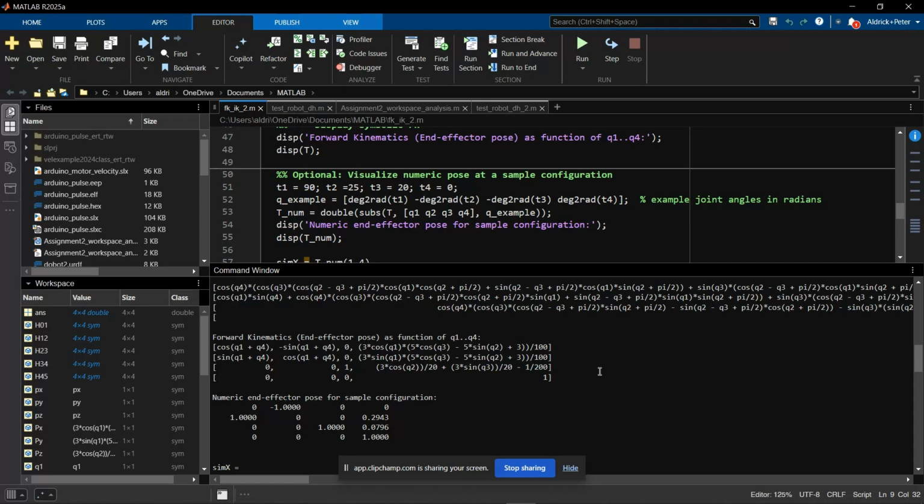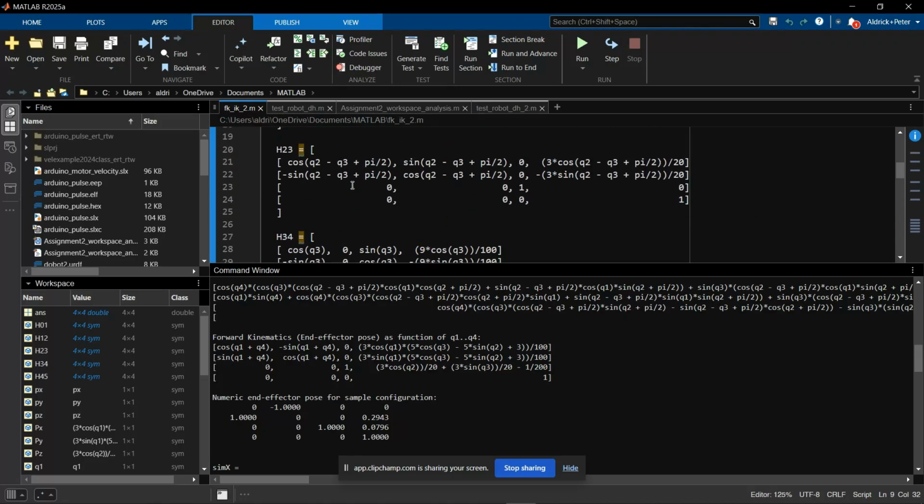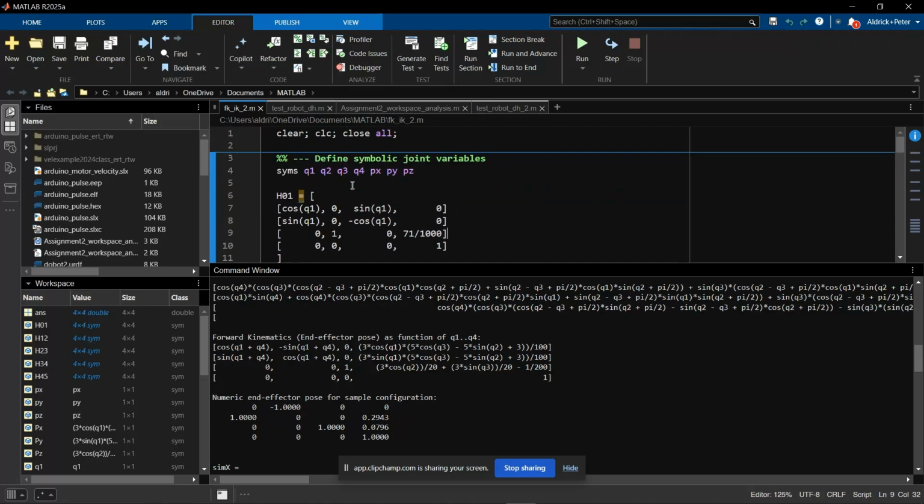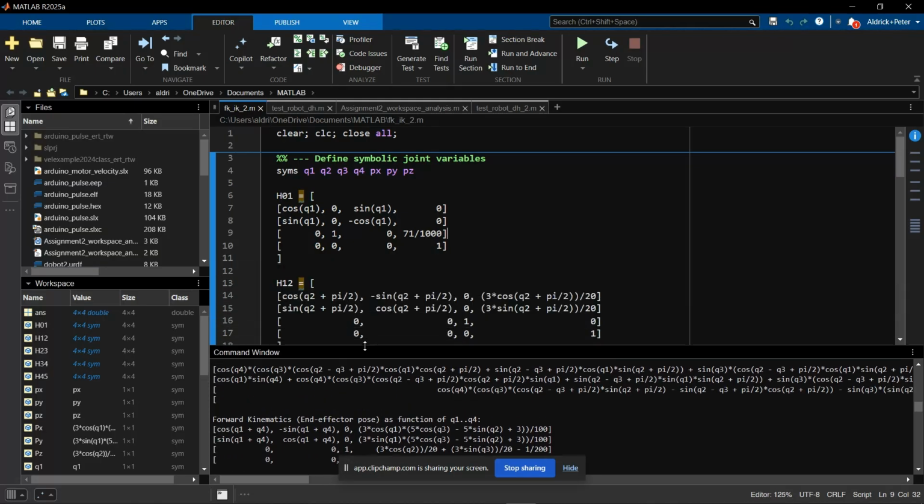Hello there. This is Andric Peter, and this is my assignment for RAS 545 Robotic System 1, assignment number 2. The task of this assignment is to prepare the forward and inverse kinematic solution for the Dobot Magician Lite robotic arm, then test it with the actual robot, and then perform the workspace analysis. I'm going to explain the MATLAB codes which I have done so far.